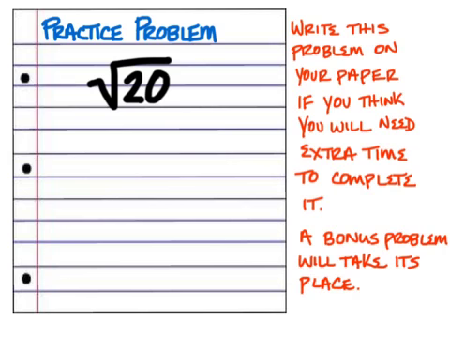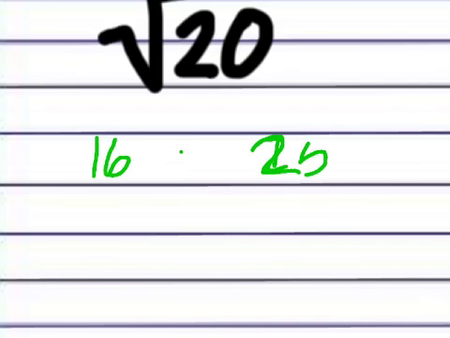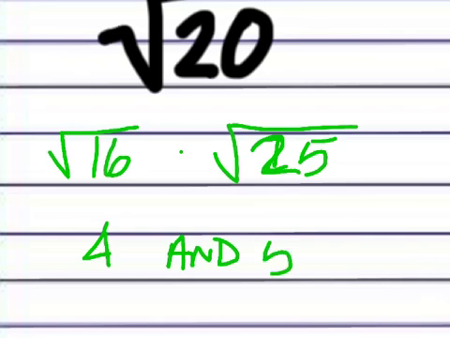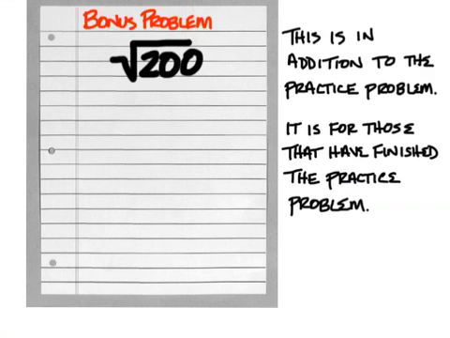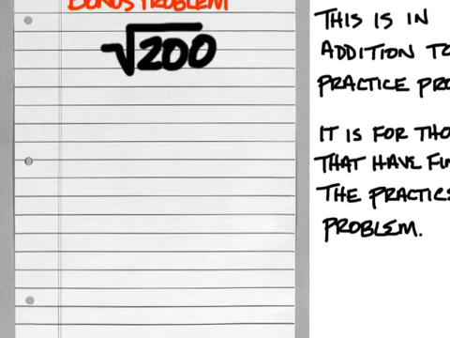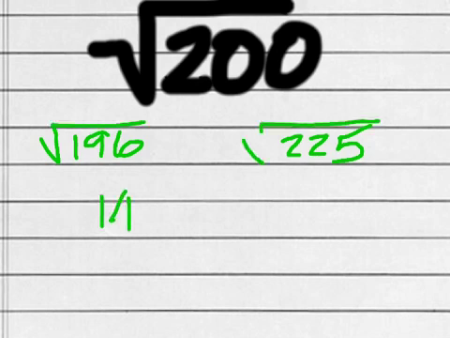Practice problem number 2. The solution for the practice problem is that 20 falls between 16 and 25. The square root of each of them would be 4 and 5. A bonus problem. The solution for the bonus problem is that 196 and 225 encompass 200. The square root of each is 14 and 15.